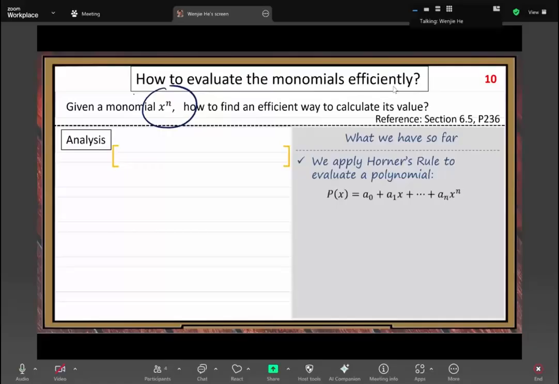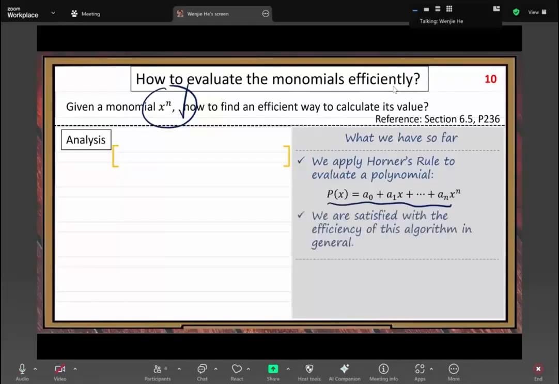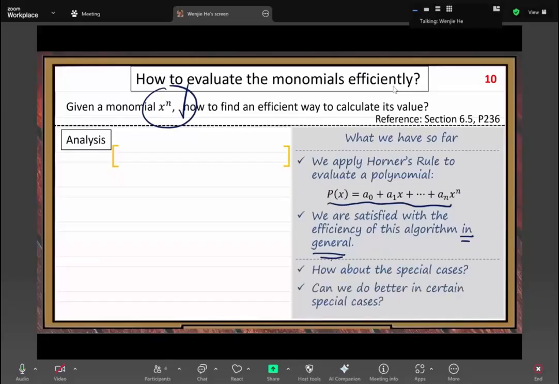Because the reason you can do much better with Horner's rule is that you apply it on the general formula, not the special monomial. For a special monomial, Horner's rule cannot improve the overall efficiency. But for the general case, we are very satisfied about the efficiency of Horner's rule. For the special case, we're not satisfied.